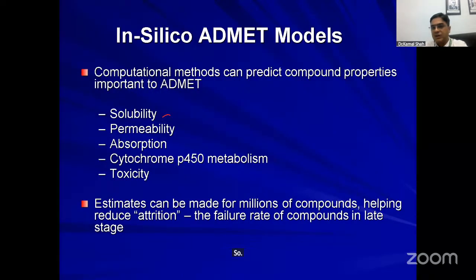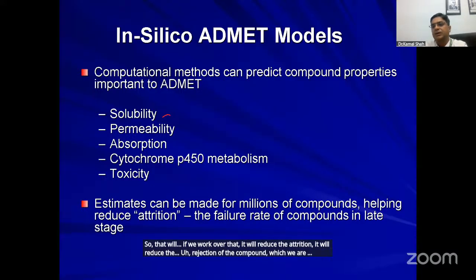So, in silico ADMET models include nothing but different toxicity profiling as well as the pharmacokinetic profiling. If we work over that, it will reduce the iteration, it will reduce the rejection of the compound, which is the cause of failure nowadays.